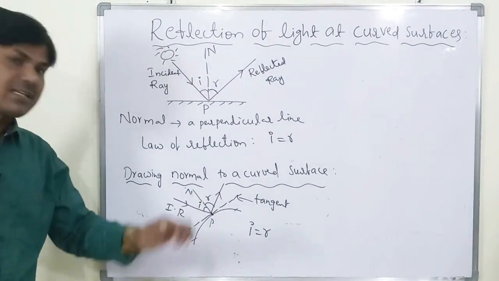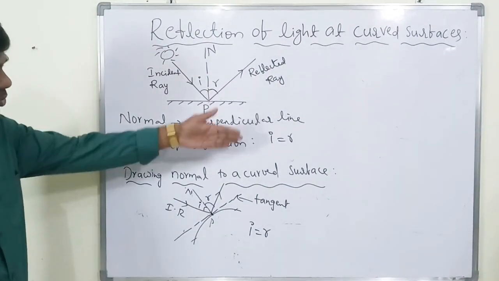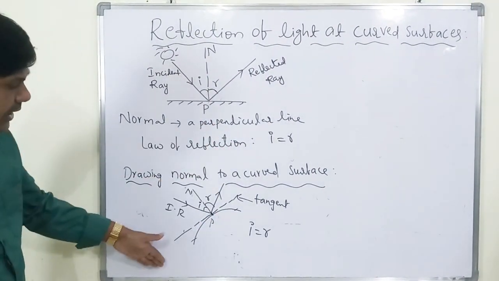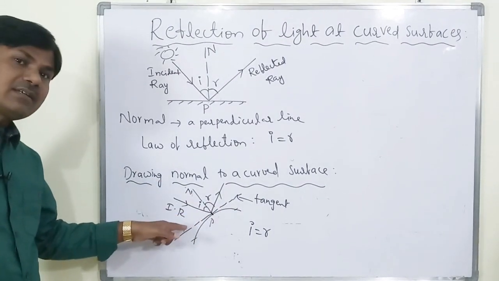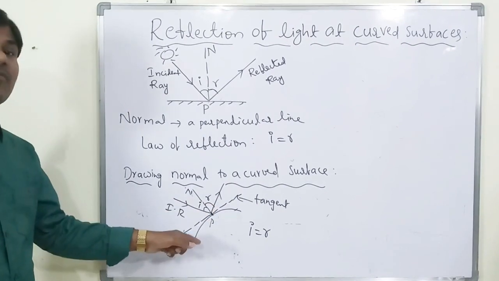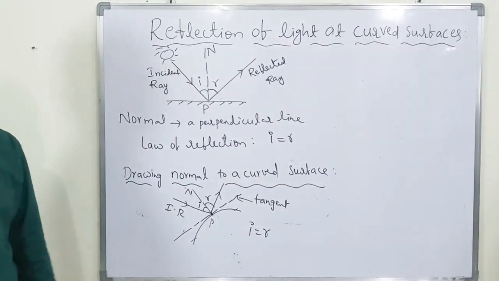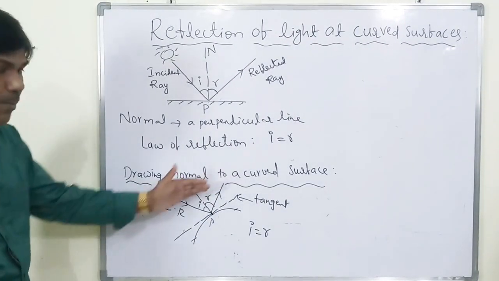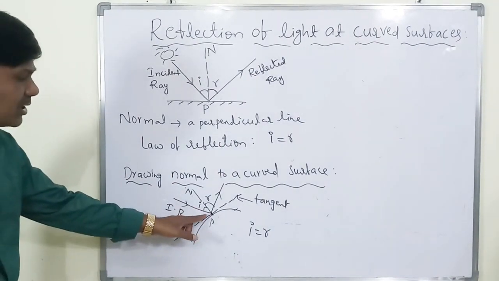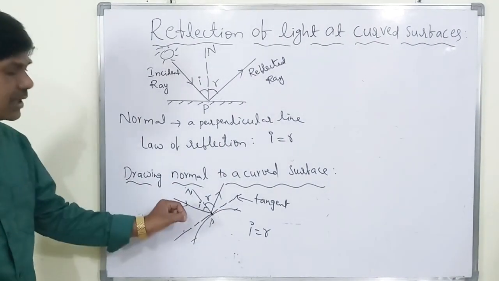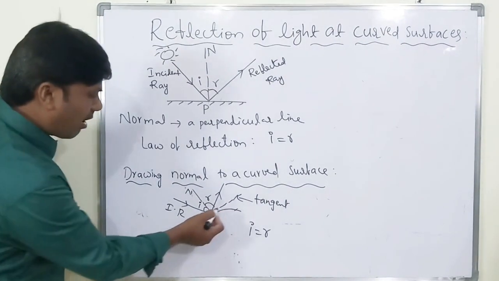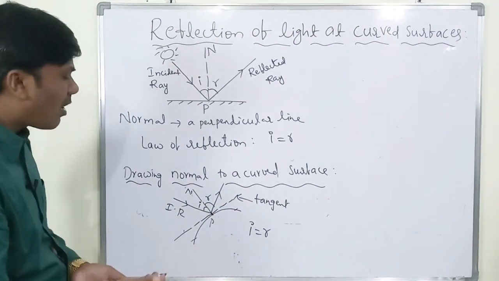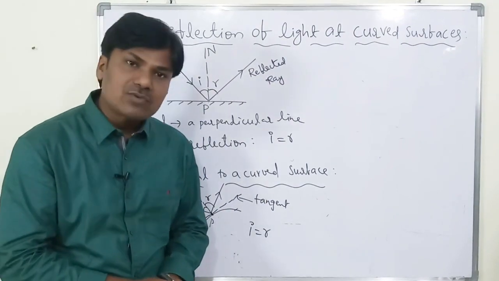If it is a curved surface, what do we have to do? We have to draw a tangent, and to that tangent we have to draw the normal. This normal becomes a perpendicular to the surface at that particular point, because its curvature changes from point to point. So this is not going to be normal at all the points, but at that particular point it is the normal. Understand? We have taken a convex surface. You can also draw the same thing for a concave surface.